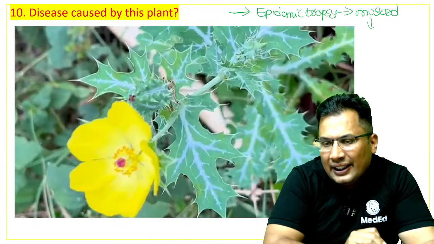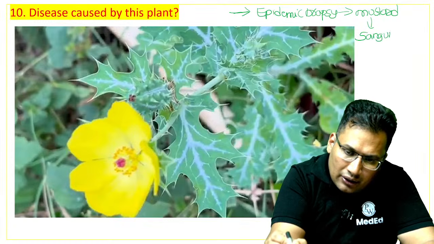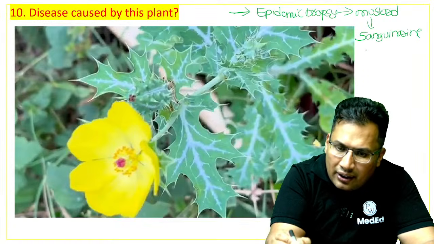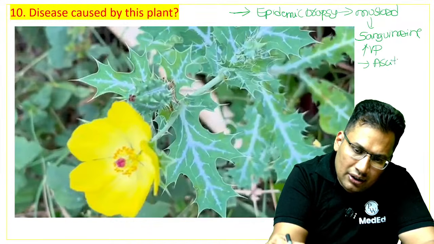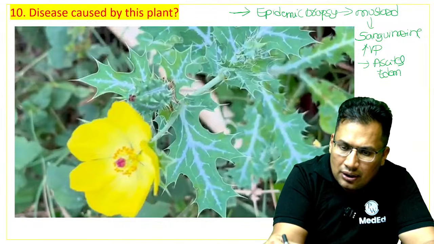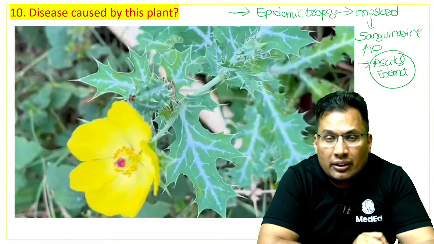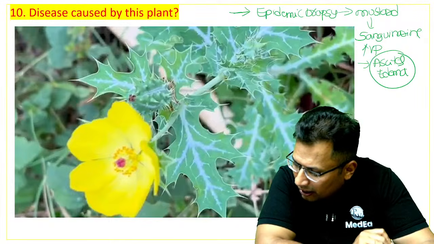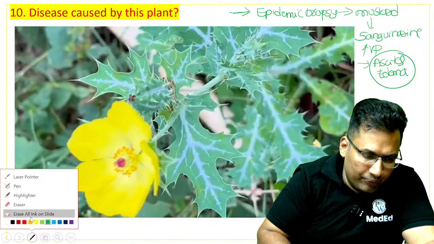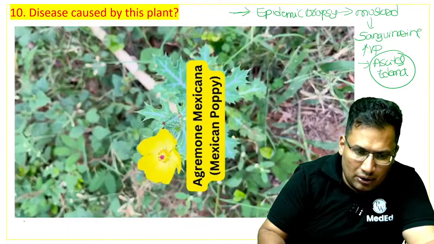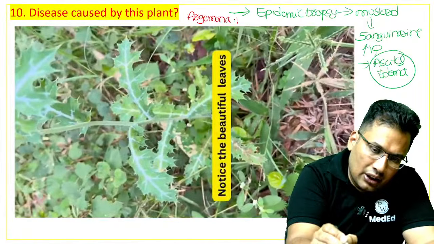The active principle is, anyone? Sanguinarine. It increases venous permeability, causes ascites, causes edema, causes glaucoma, and it causes cardiac failure and death. What is the plant? The plant is Argemone mexicana.